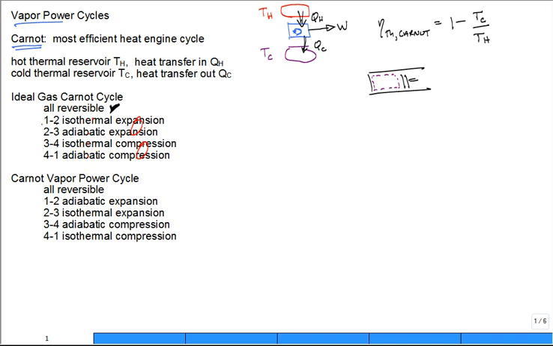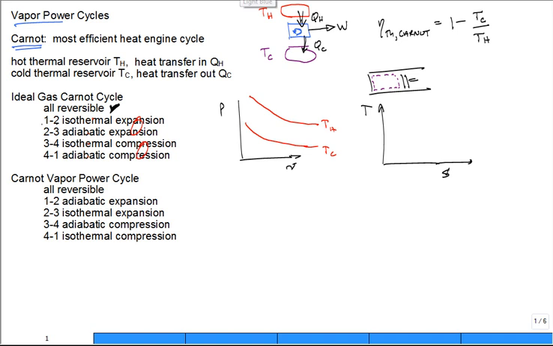We can plot that on both the pressure volume diagram as well as a temperature entropy diagram for this ideal gas Carnot cycle. So on a pressure volume diagram, put two isotherms, a high temperature and a low temperature. The first expansion is isothermal, so it's along an isotherm and it's expanding. If it's a power cycle, you start at state 1 and expand to state 2. Now, if you continue the expansion, the volume will continue to increase. But if it's adiabatic, there's no heat transfer to keep the temperature up. The temperature will drop down to state 3.